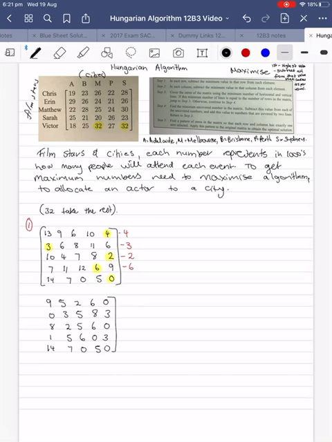Okay, so again, this is the same as what we do normally. So what we find is the lowest value in each column. So there's nothing in that one. There's 2, there's nothing, nothing, and nothing. So the only one we're actually changing is this one.